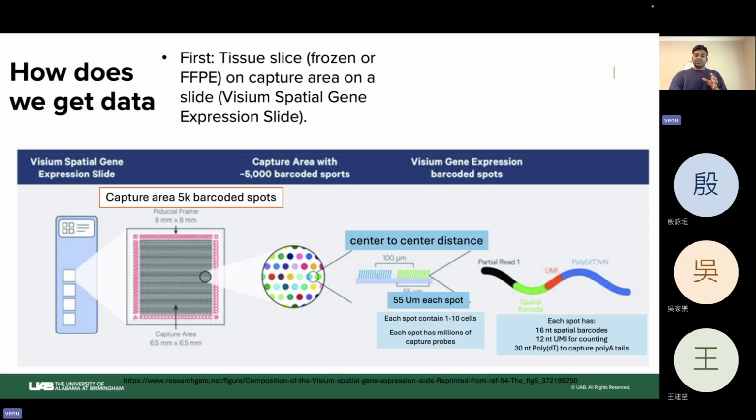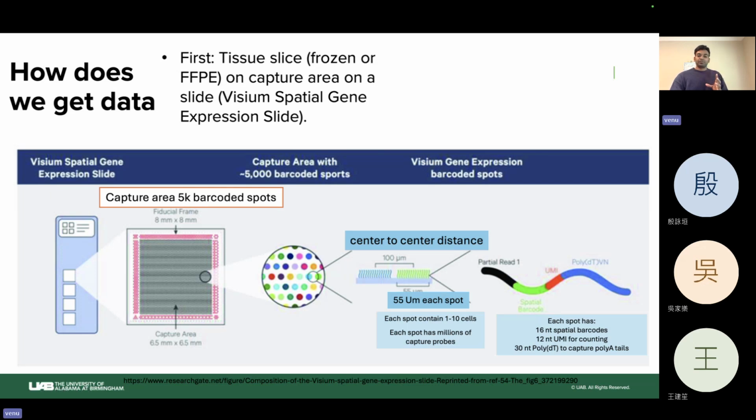Here each spot is given a barcode. Here the spatial barcode is shown in green. Suppose we have barcodes 1 to 5,000. If a particular barcode is number 499, we know exactly where this transcript came from, which spot. Like that, we collect all the spot-level gene expression data.